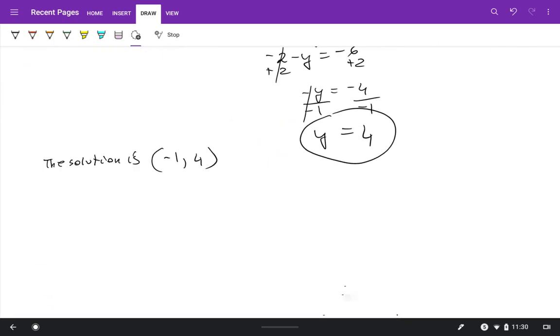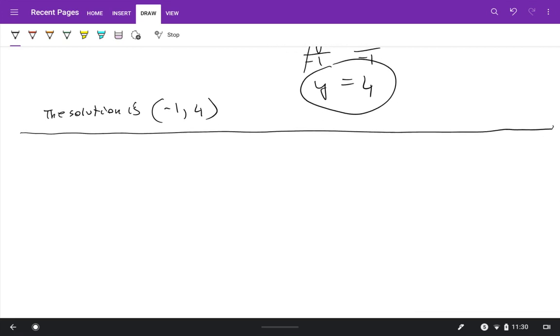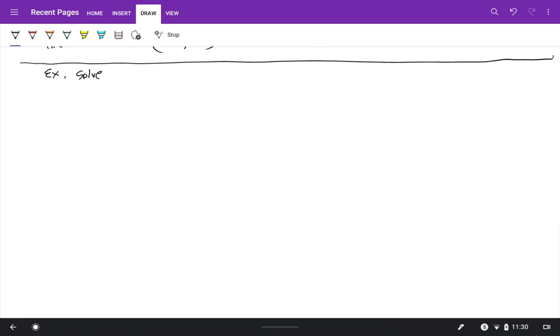In section 12.3, I only cover the addition method, which we call the elimination method. So more examples. Solve each system using the addition method.